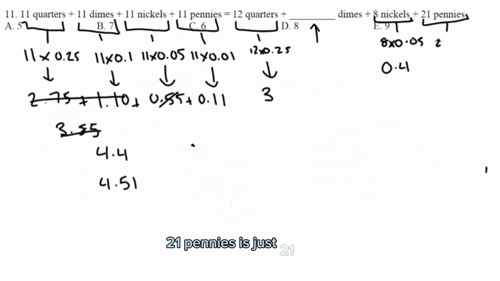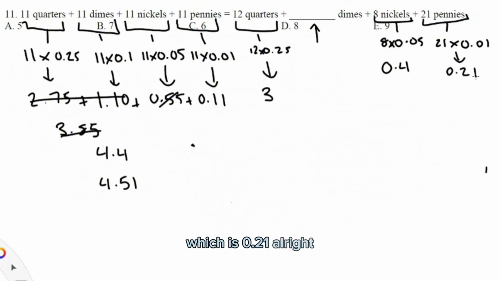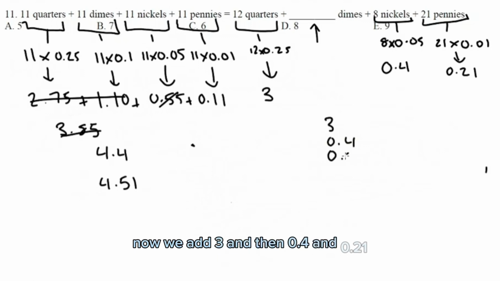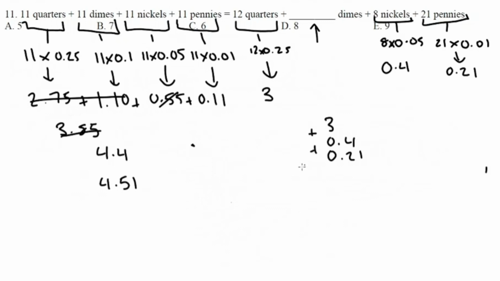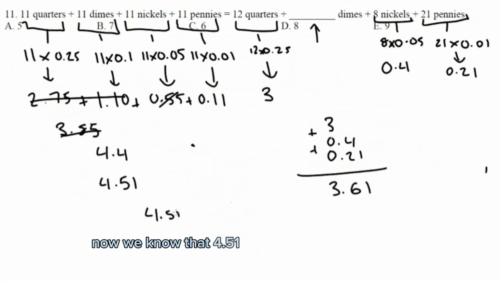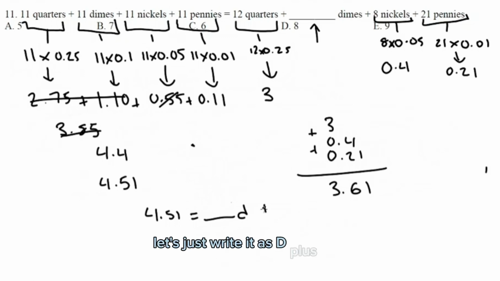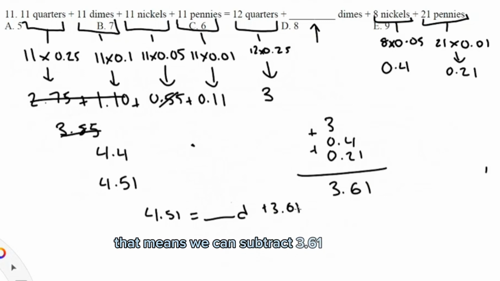21 pennies is just 21 times 0.01, which is 0.21. Alright, now we add 3 and then 0.4 and 0.21. That gets us 3.61. Alright, now we know that 4.51 is equal to blank of dimes, let's just write it as D, plus 3.61. That means we can subtract 3.61 from 4.51 to figure out how many dimes there are.